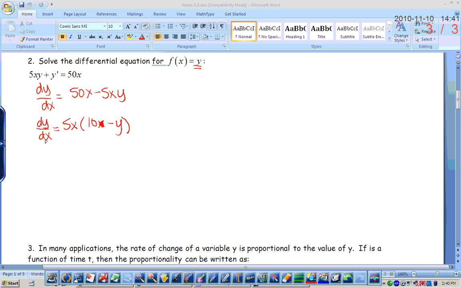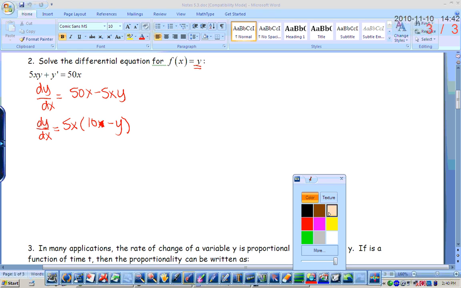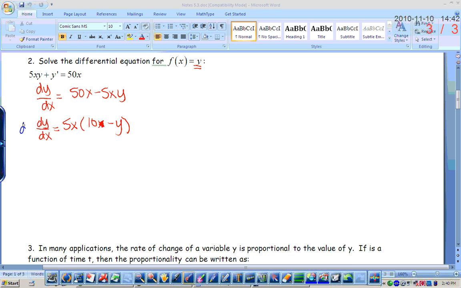Okay, now I'm going to multiply both sides by dx, and I promise you'll get used to doing this. This may seem really complicated right now, but you're going to get very used to doing this. So now I have dy equals 5x times 10 minus y dx, and the last step would be to divide by 10 minus y so that everything with a y is on the left side.